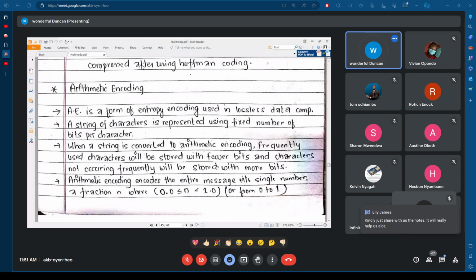The other one is Huffman technique. Let us see. Someone has come.